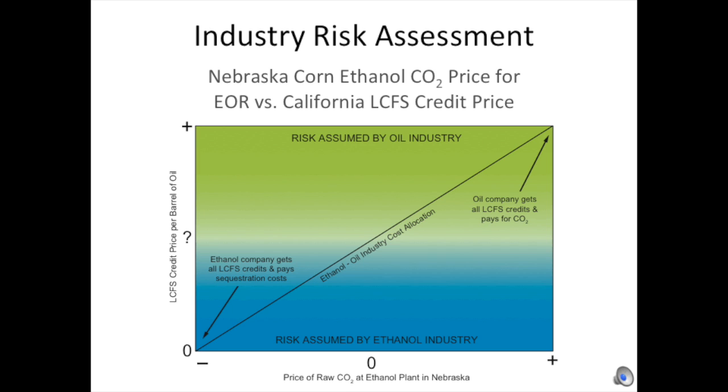On the top right corner of this graph, the oil industry receives all the credits and pays the ethanol plant for its CO2, taking all the risk regarding the value of the credits. On the bottom left-hand corner, the ethanol plant receives the carbon credits and pays the oil company for the sequestration cost, assuming the risk. Somewhere along this line is a happy medium where the risk and cost allocation is balanced.